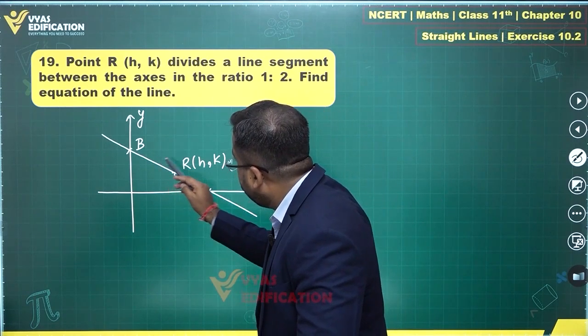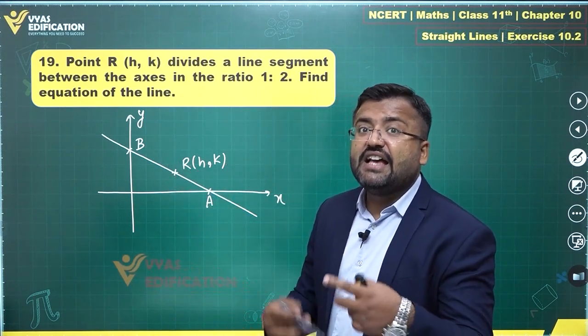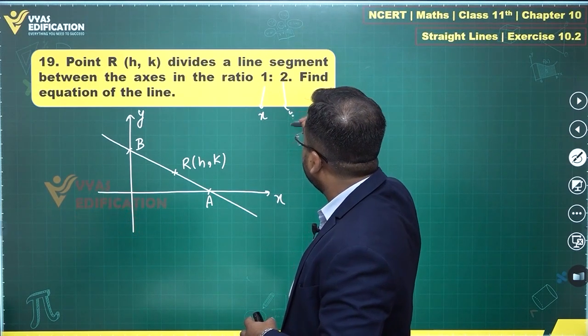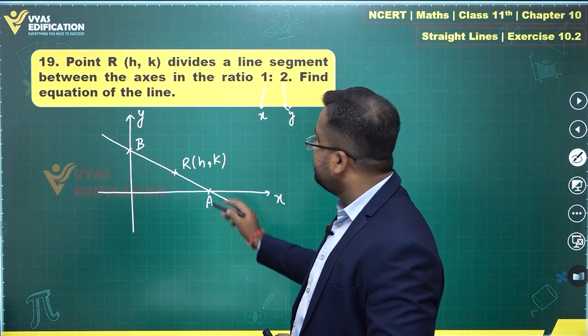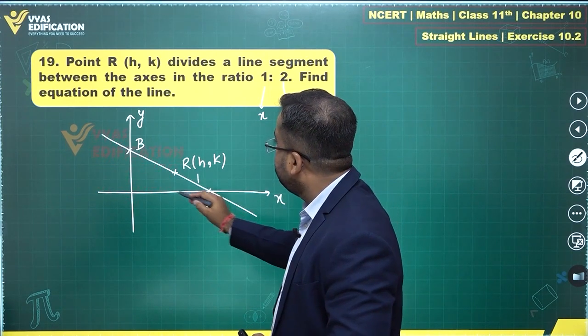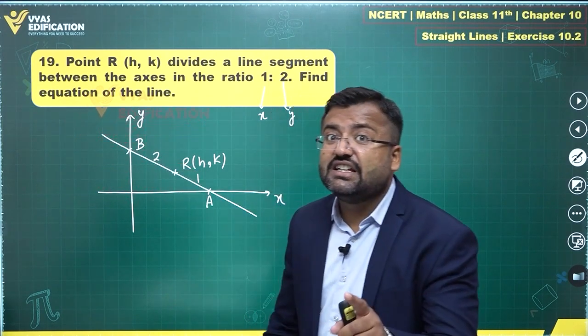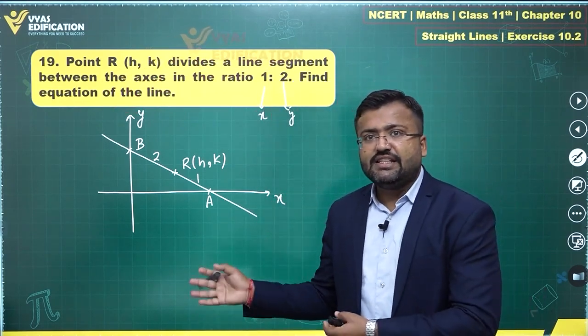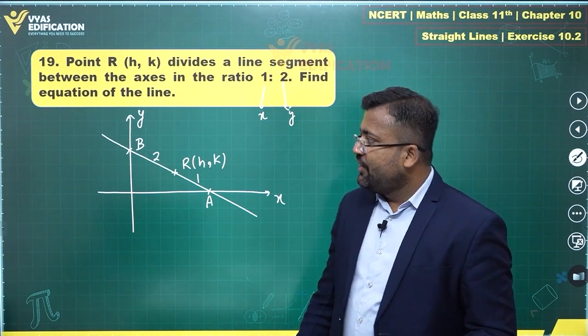So what will you take? Will you take this as 1, this as 2? As convention, in 1:2, this 1 will be towards the x and this 2 towards the y, because x comes first and y comes second. This is as per convention, the one NCERT follows.